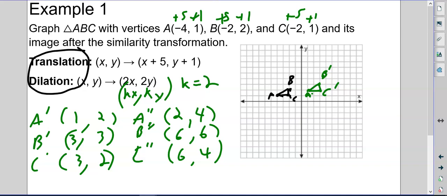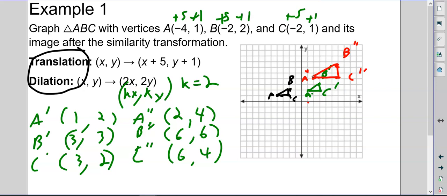So now I'm going to plot this. So 2, 4. 1, 2, 1, 2, 3, 4. There is my A double prime. 6, 6. 1, 2, 3, 4, 5, 6. 1, 2, 3, 4, 5, 6. That's my B double prime. And 6, 4 is going to be right here. C double prime. And there is my triangle. You can see it's a little bit bigger.